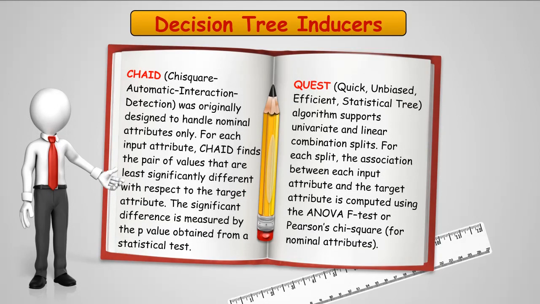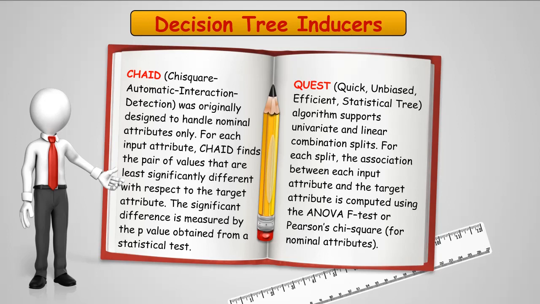Two other common decision tree inducers are CHAID, which is chi-square automatic interaction detection. It was designed to handle nominal attributes. For each input attribute, CHAID finds the pair of values that are least significantly different with respect to the target attribute, and that difference is measured as a p-value from a statistical test.